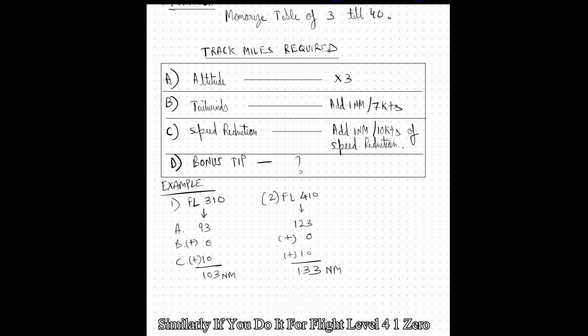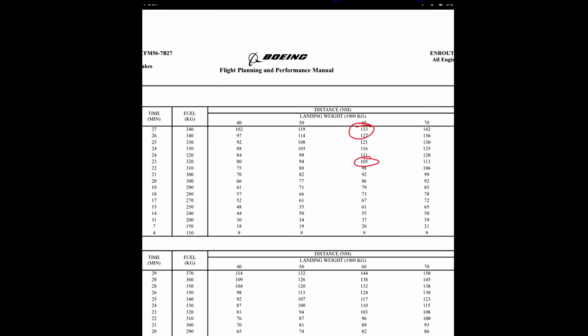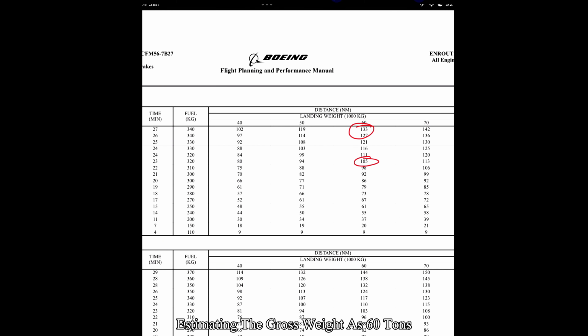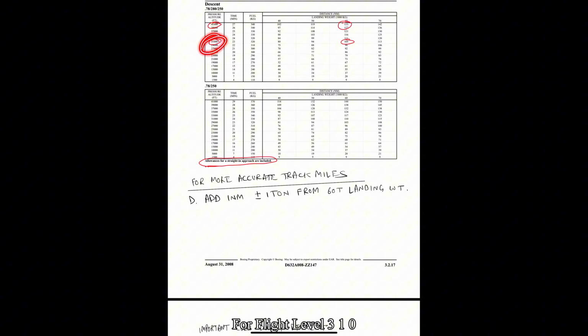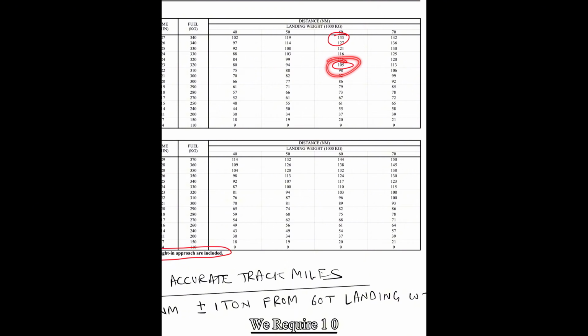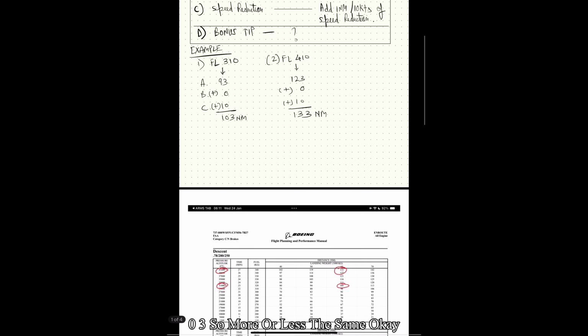Similarly, if you do it for flight level 410, it will be 133 nautical miles. Let's check it. This is the flight planning and performance manual given by Boeing, en route all engine, 737. In this, the descent is starting at 280 knots and reducing to 250 knots by 10,000 feet. For flight level 410, estimating the gross weight as 60 tons, it is given as 133 nautical miles, and we had calculated 133. For flight level 310, we require 105 track miles as per the manual, and we had calculated 103. So more or less the same.